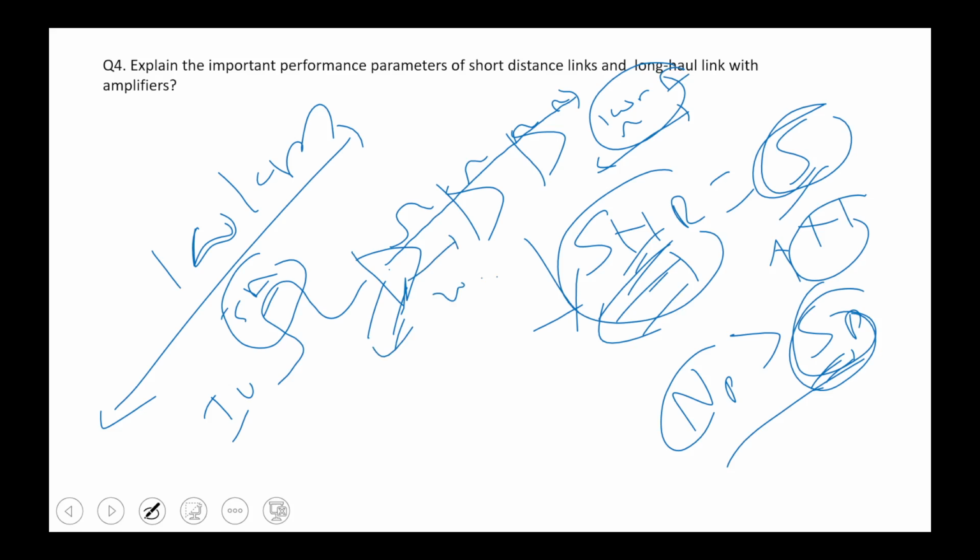After every 20 kilometers we have to put one amplifier, and the amplifier also has some noise. It affects the detection and the signal, and it also pushes up the power of our signal. So it depends upon the noise which the amplifier adds, and some signal quality will be degraded because the amplifier also adds noise. Our signal to noise ratio, SNR, is directly proportional to the square of the quality factor.